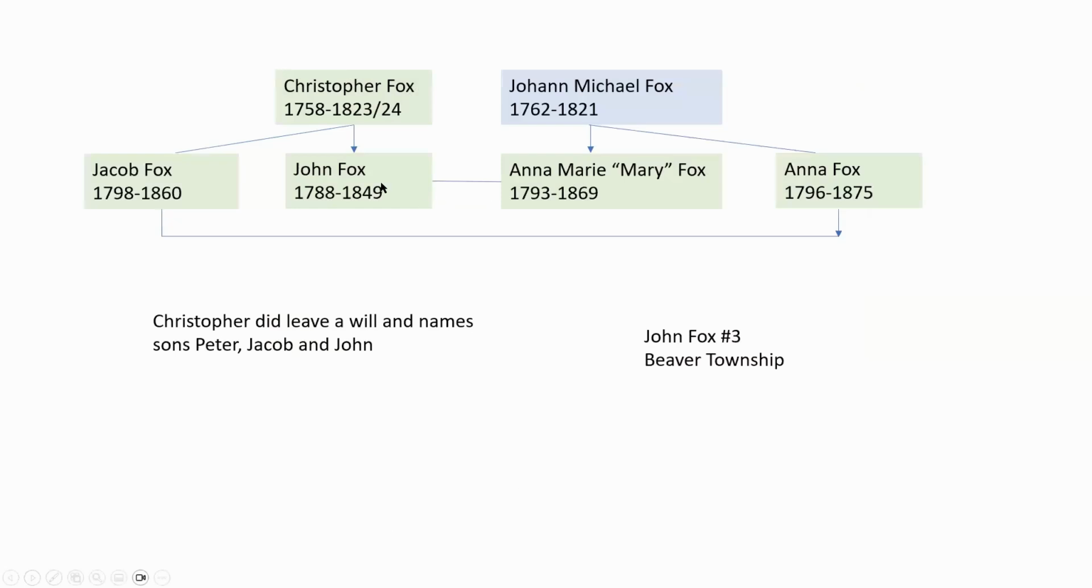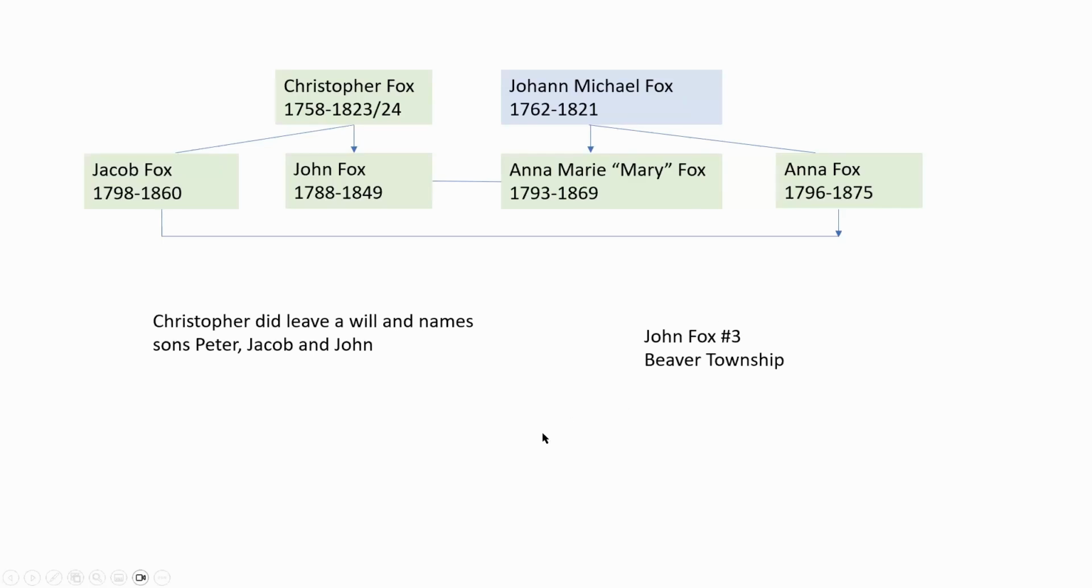So it turns out that John and Jacob Fox are sons of Christopher. And Christopher left a will in 1823. He left a will and he named his sons Peter, Jacob, and John. And John Fox married Anna Marie, known as Mary Fox, and Jacob Fox married Anna. And we had seen those names earlier on that list of John Michael Fox. And so it puts it all together.